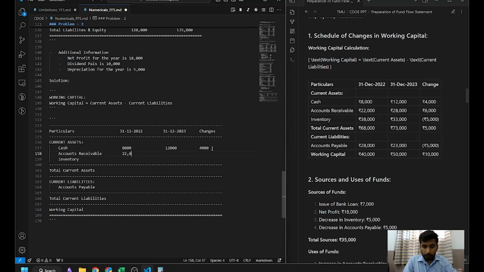Accounts receivable 22,000 and it went to 28,000. That means an increase of rupees 6,000. Talking about the inventory, it was 38,000 in the year 2022, which went on to 33,000 in the year 2023. That means it showed a decrease. These two are increased.